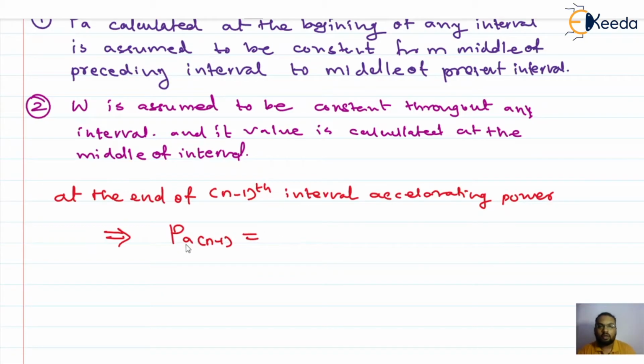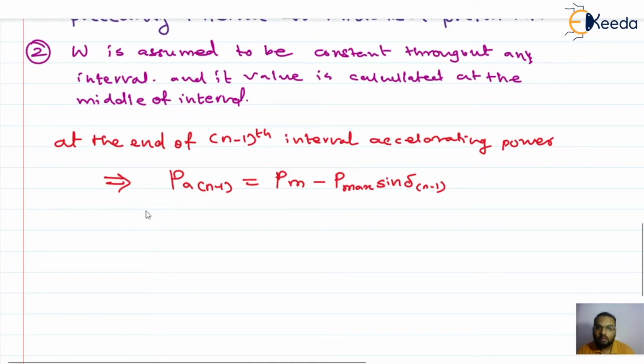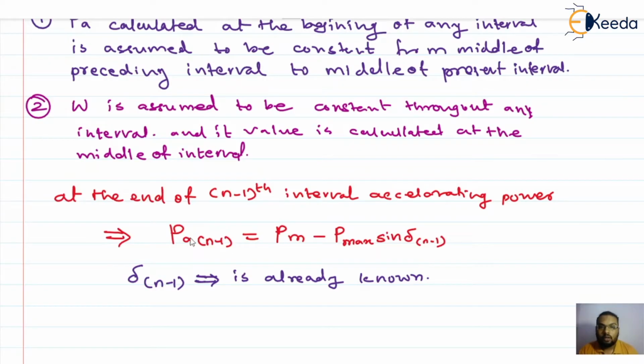It is equal to, we know that accelerating power is nothing but mechanical power minus electrical power. The electrical power I can write as P max sine of delta, the rotor angle at the n minus 1th interval. Before the occurrence of the fault, or before the introduction of the disturbance in the system, we know the value of the rotor angle, so it is already known, or already calculated. So we have got the equation for the accelerating power at the end of this n minus 1th interval.